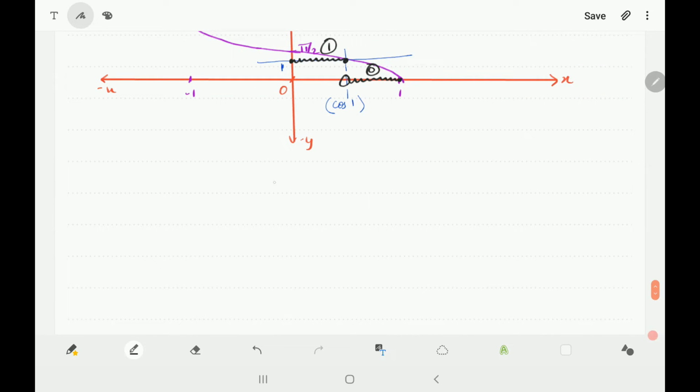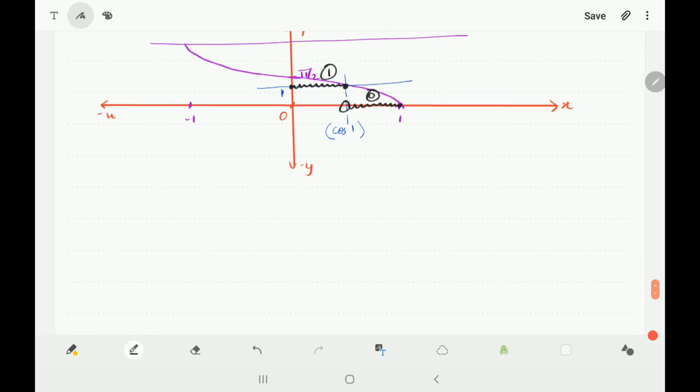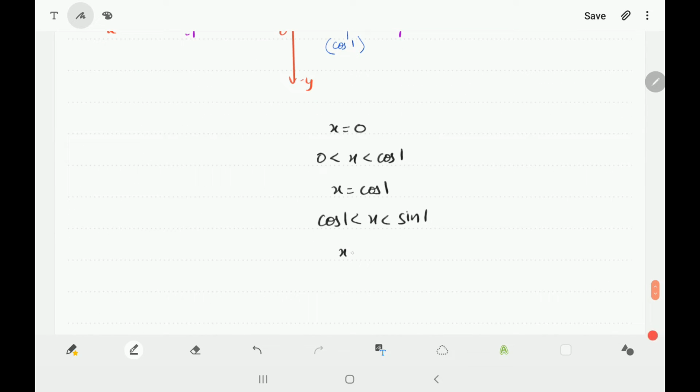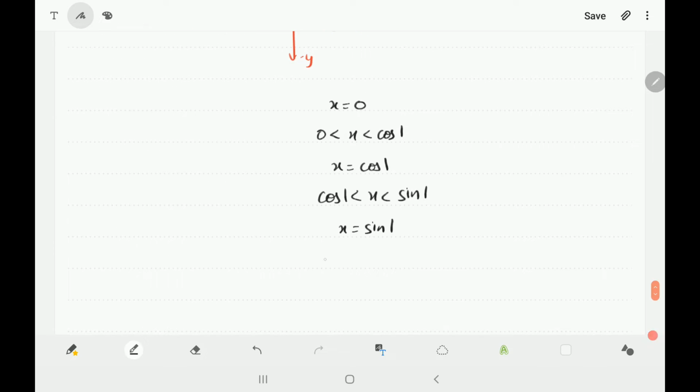So if you see, we have cos 1 less than sin 1. So first we'll consider the interval as x equal to 0. Let's take equality at different intervals. Then 0 to cos 1. Then we will have x as cos 1. And then we will have cos 1 to sin 1. Okay, then we have the point x equal to sin 1. Then we will have sin 1 to x to 1 and x equal to 1. So these are the intervals, or the points.